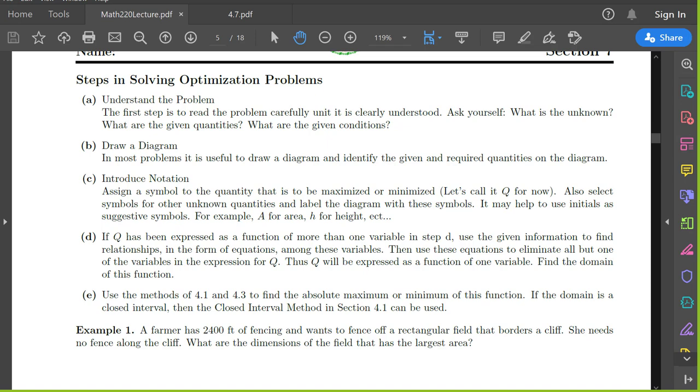And then we need to find the domain of this function. Finally, after doing all of that, we're going to use the methods from section 1 and section 3 to find the absolute maximum or absolute minimum of the function. If the domain is closed, then we need to use the closed interval method, which means we also need to remember to test the endpoints, because local maxes and local mins occur at critical numbers, and on a closed interval we can also have a max or a min at the endpoints.